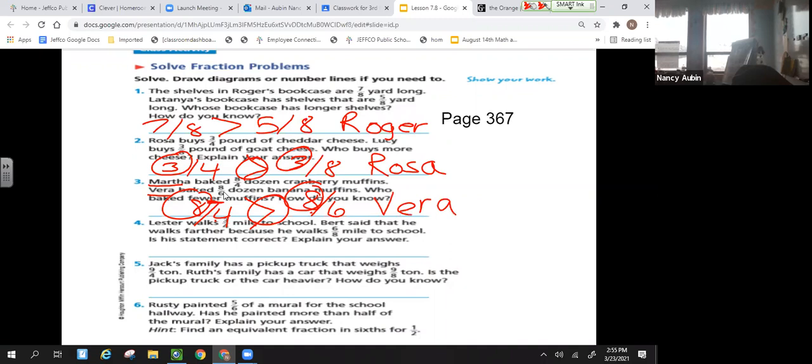All right, Lester walks 3/4 mile to school. Bert said that he walks farther because he walks 6/8 of a mile to school. Is his statement correct? Explain your answer. So we have to compare 3/4 to 6/8. Find it on your number line.